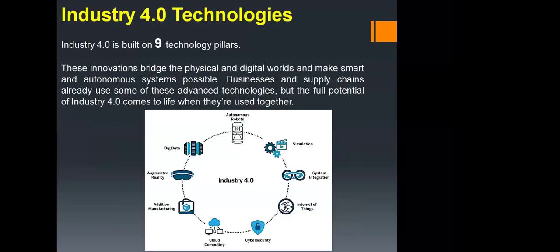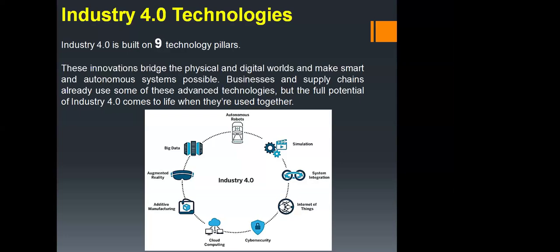Now, coming to the Industry 4.0 technologies, what are the technological factors which are driving this particular revolution? Industry 4.0 is built on 9 technology pillars. So in the diagram, we can see there are 9 technologies shown here. These innovations or technology pillars actually bridge the physical and digital world and make smart and automation systems possible. Businesses and supply chains already use some of these advanced technologies, but the full potential of Industry 4.0 comes to life when they are used together.